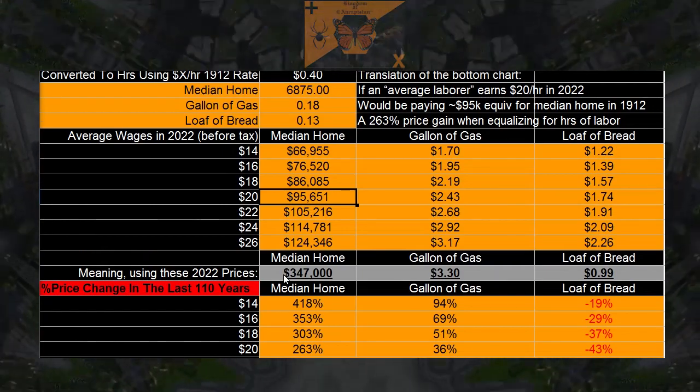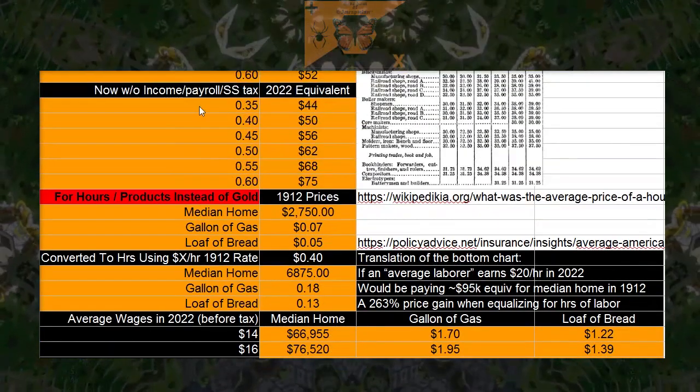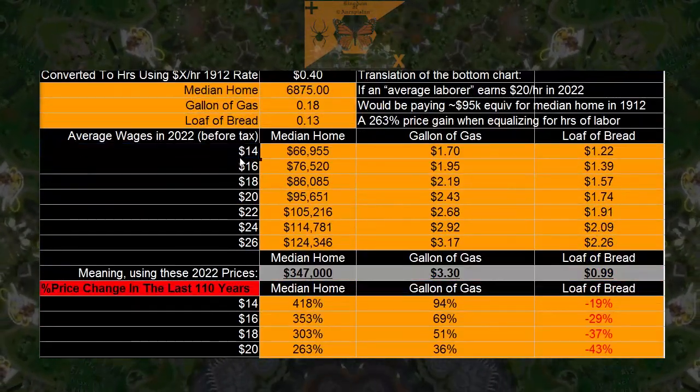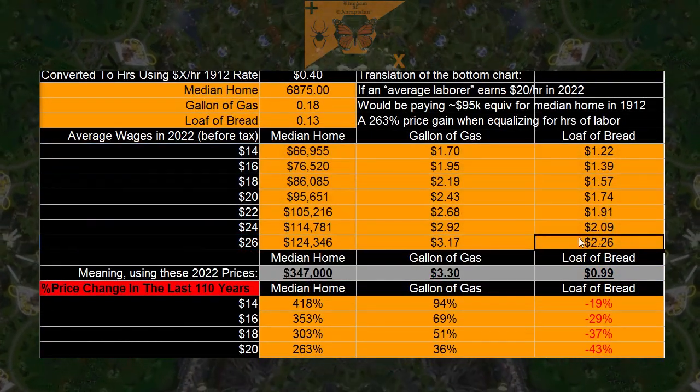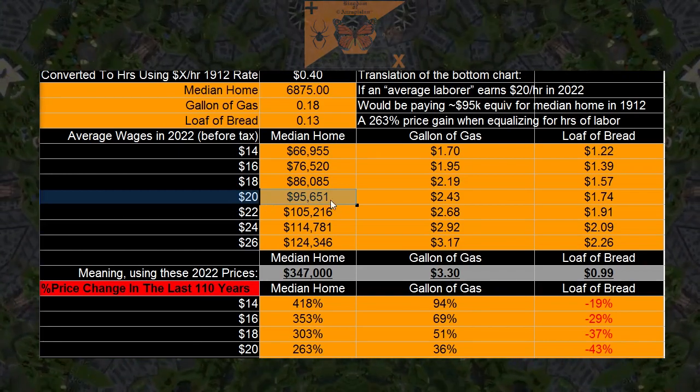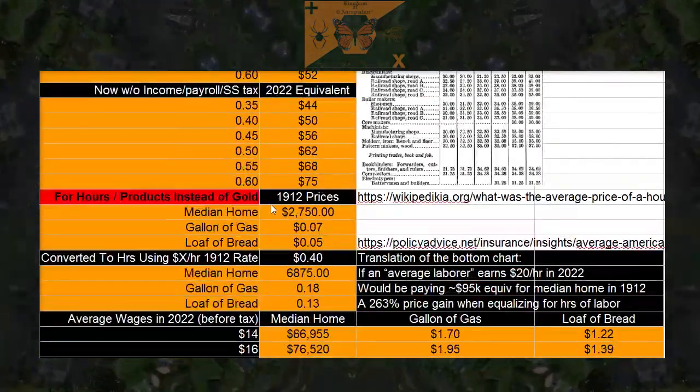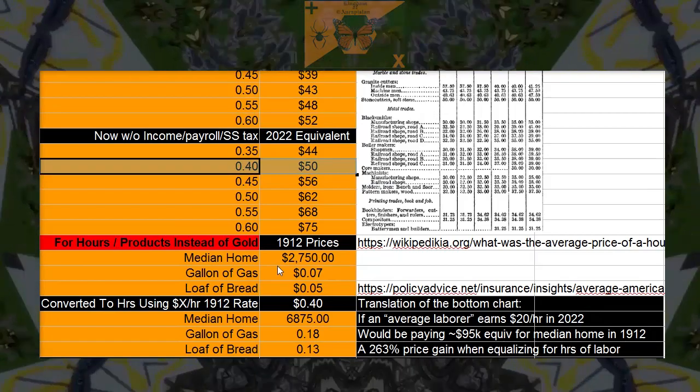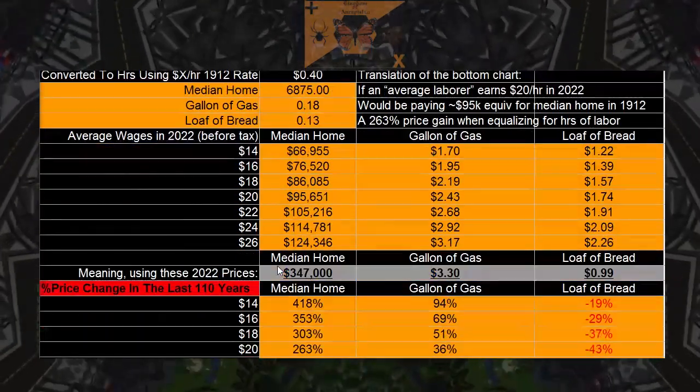Actually, I don't know if these stack. I don't know if you can actually stack those. I think it's one or the other. I think this is a reflection. The $95,000 is a reflection of this. Although I might be wrong.